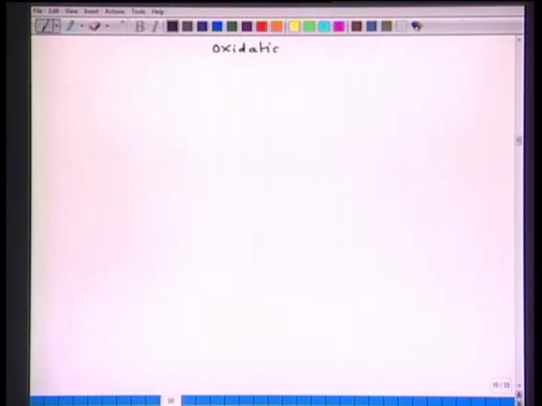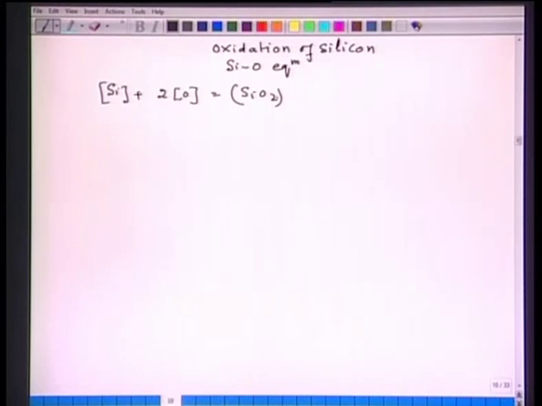So, next reaction is oxidation of silicon. In fact, we are considering silicon oxygen equilibrium. So, if I write the reaction silicon plus 2O, that is equal to SiO2, here rounded brackets I am using for slag and a square bracket I am using for dissolved in metal.